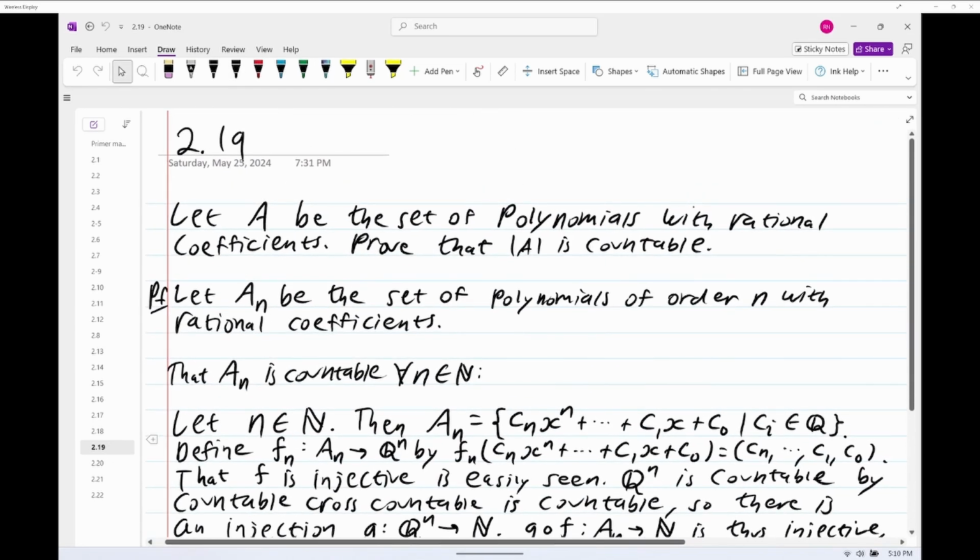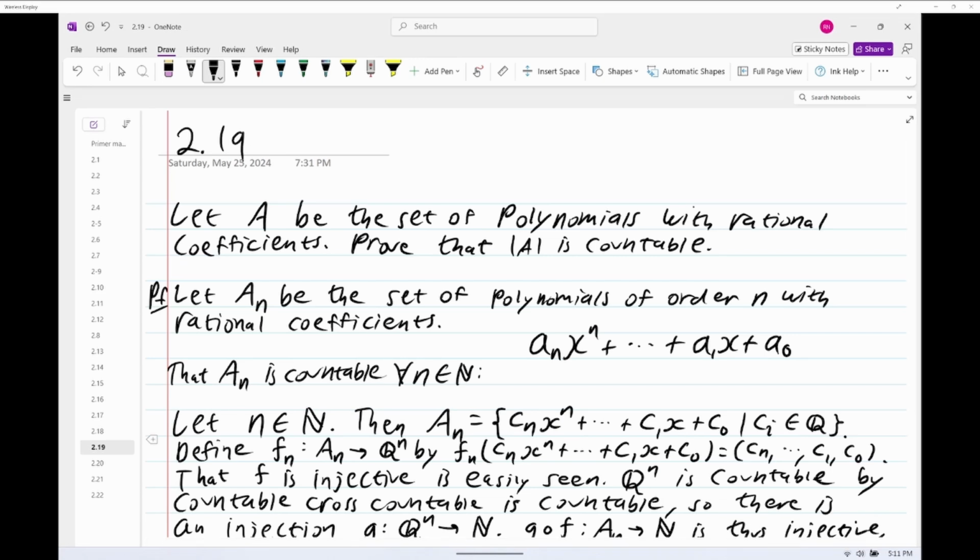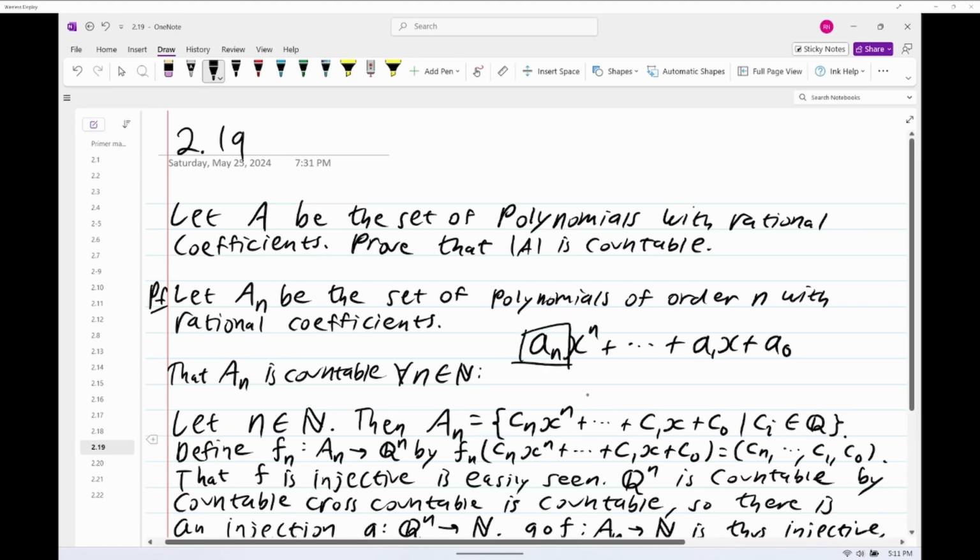Let A be the set of polynomials with rational coefficients. Prove that the cardinality of A is countable. Oh boy. What is a polynomial again? Something that looks like this, where n is finitely big, so this doesn't go on forever, and is also positive. And these things are what? That thing is a coefficient and it's rational. Okay. Prove that A is countable. We only need an injection from that bad boy into n. That's all we want.